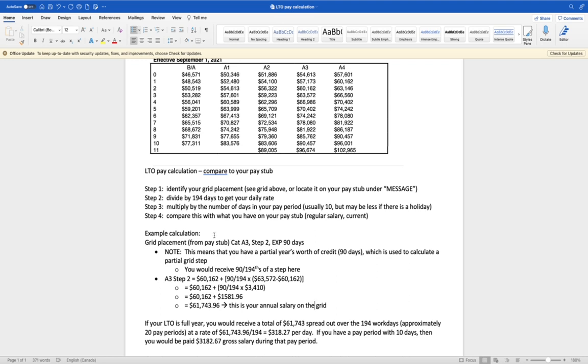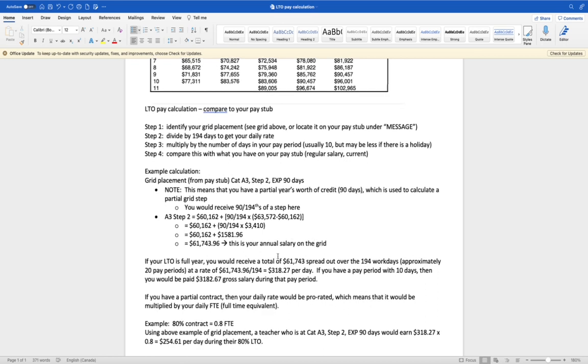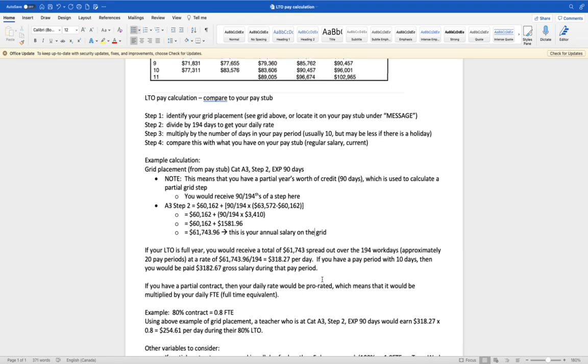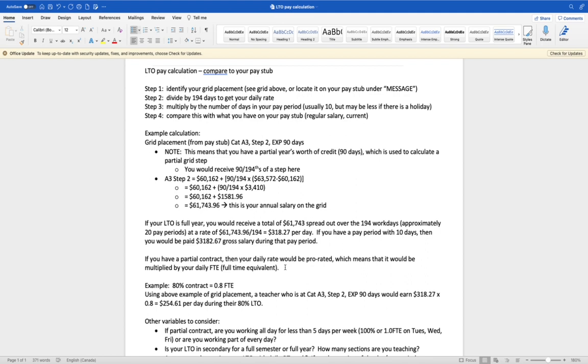You'll notice that this number does not exist on the grid. It's a calculation. Once you have that number, you would take that and divide by 194 days to find out your daily rate. And that daily rate for this individual would be about $318 per day. If there are 10 days within a 2-week pay period, that individual would earn somewhere around $3,182. If there are only 9 days because there's a holiday, then again, that would be adjusted down by 1 day's worth of pay. If you have a partial contract, then your daily rate would be prorated, which just means that it would be multiplied by your daily FTE, which is what would be considered a full-time equivalent.